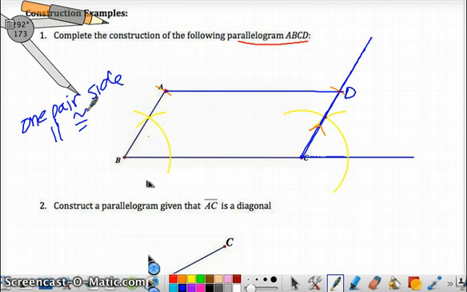Okay, now that was not the easiest way, but I didn't want to start with the easiest way. I wanted to show you something. I want you to think about it and say to yourself, okay, was there an easier way to do this? What other ways could you prove something is a parallelogram? And I'm not going to show you now. I want you to think about it.